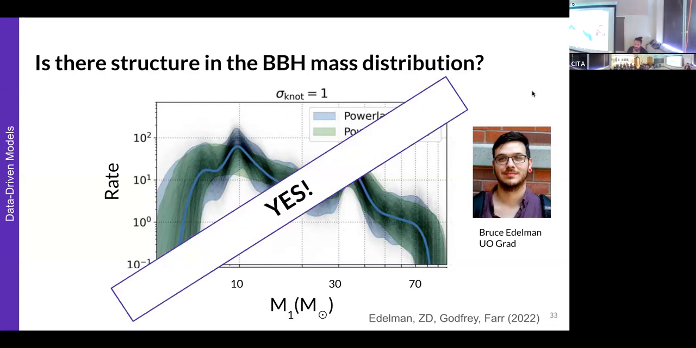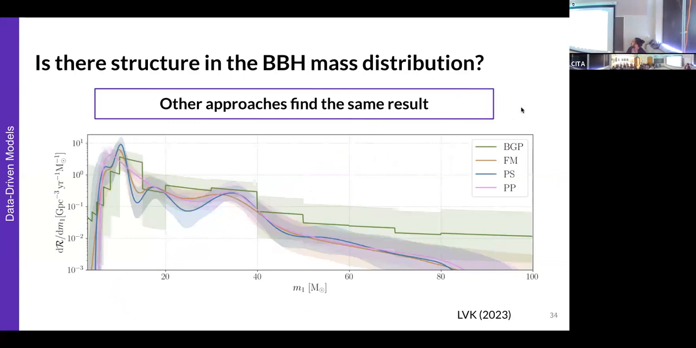Okay, so conclusion, yes, there is structure in the BBH mass distribution. But to be fair, we weren't the people who realized this. This was realized before us, but we were happy to see our model was reproducing it without us putting it in. But you can try other types of very flexible models, and they give very similar results. So this is from the latest LIGO Virgo KAGRA populations paper, where we try to fit the whole population of sources. And I know this is a very busy plot, so I'll just try to walk people through quickly.